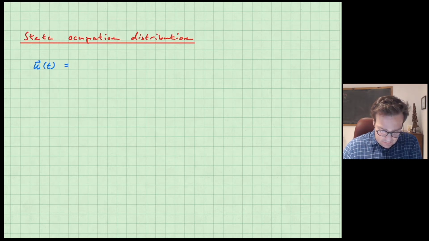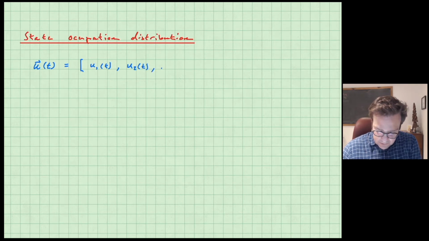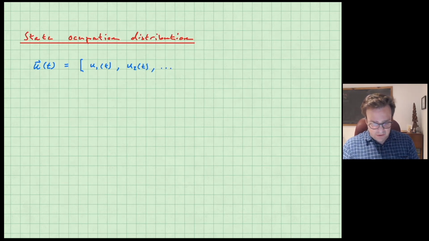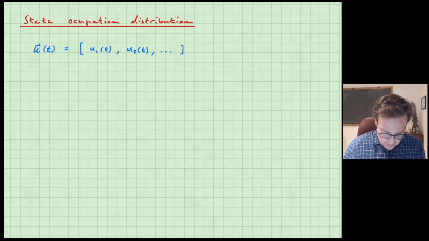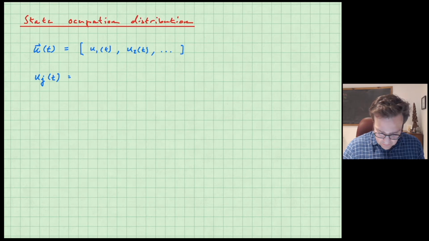It's going to have a bunch of different elements: u1 at time t, so that's the first component, u2 at time t, and so on. I'll just close it; I won't name the size of the thing. But each of these components of the vector is the following: uj at time t is the probability that the system at time t is in state j.